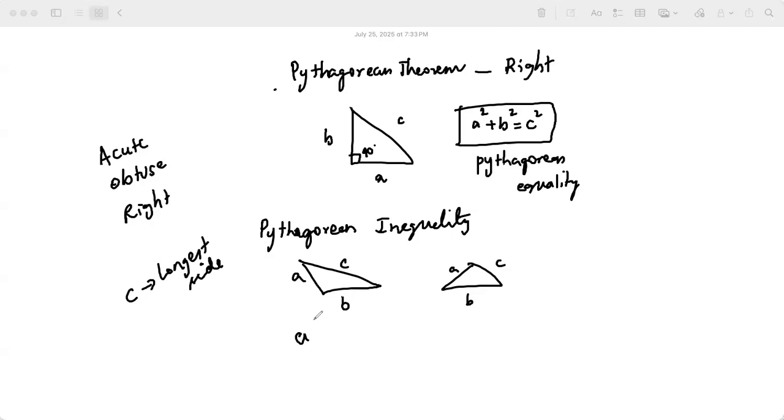However, with the inequality, if A square plus B square is less than C square, then it is obtuse. If A square plus B square is greater than C square, then it is acute. Any questions here? So basically, the scenario where this will come is you will be given the sides of a triangle and they will ask you to find out what type of triangle this is. Any questions?